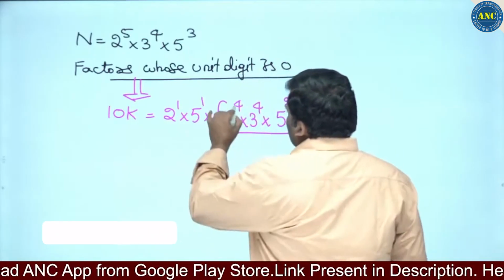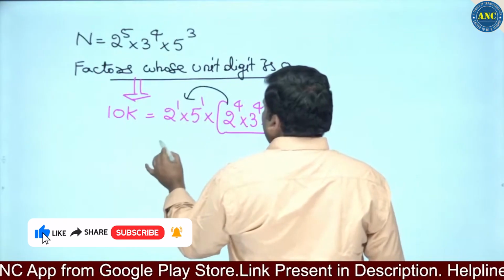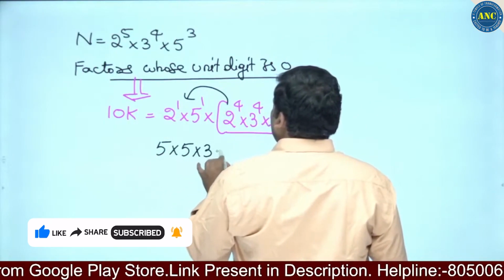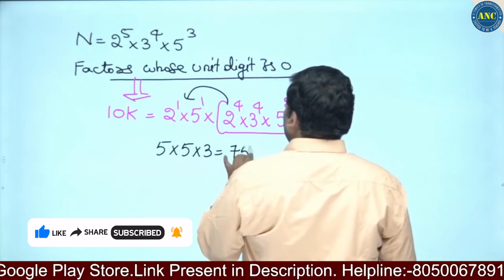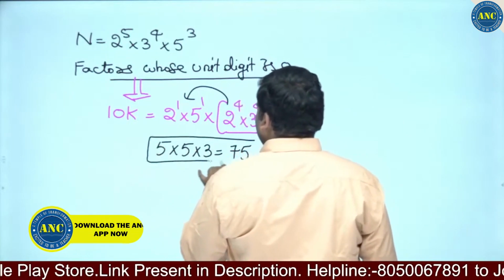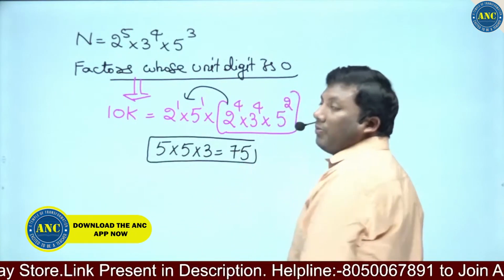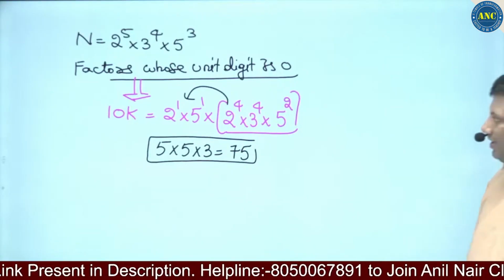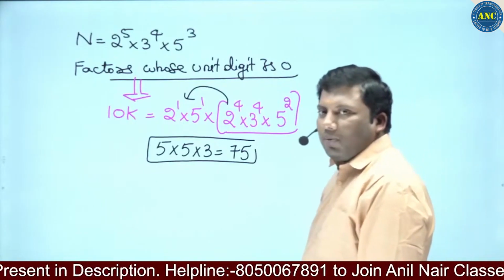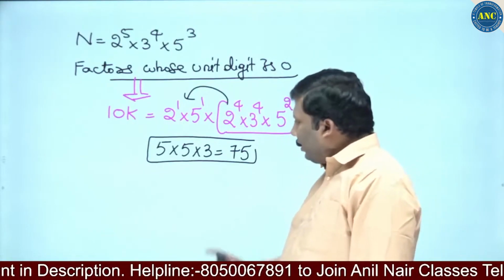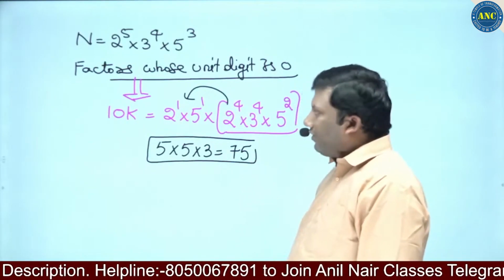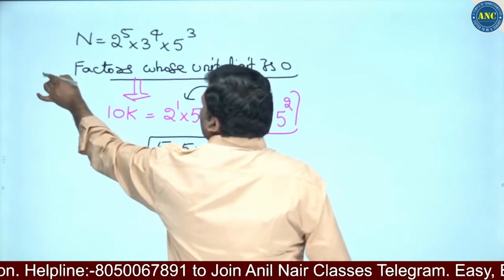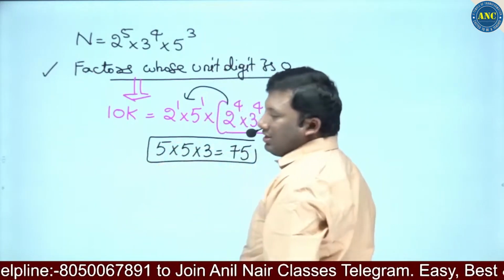Now, these are the numbers which are getting multiplied. So the answer will be 5 into 5 into 3. 5 5s are 25, 25 3s are 75. So totally, how many factors are there whose unit digit is 0? 75 factors. I hope the idea is clear.